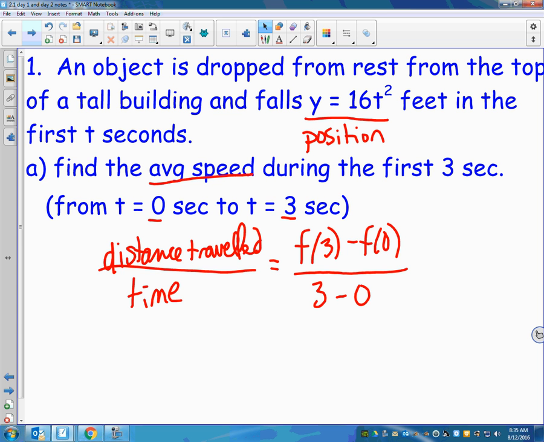So on this one, I want to know what is its position after 3 seconds. And so I can plug 3 in up here, right? Which is 16 times 3 squared. 16 times 9.